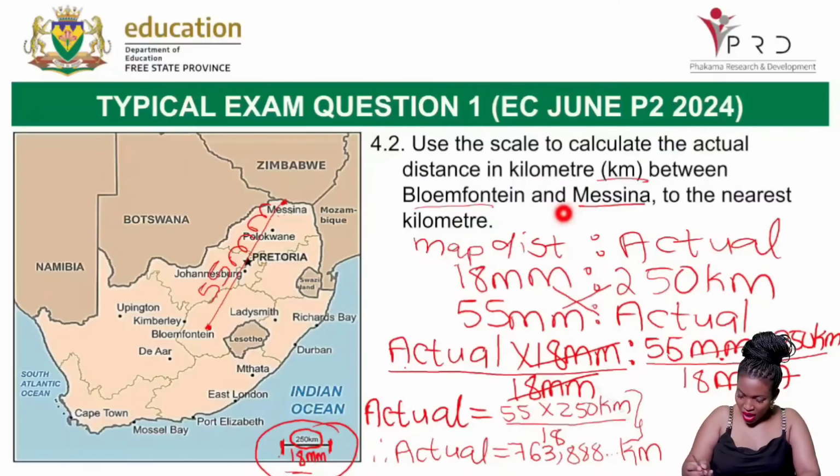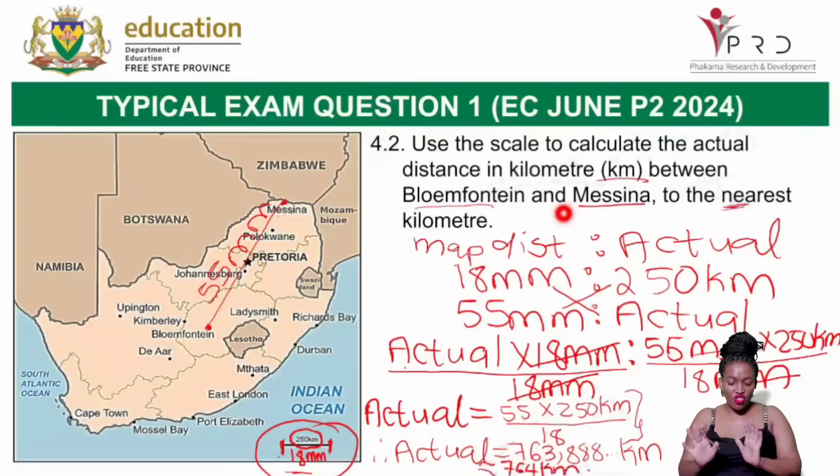kilometers. What was the instruction? Calculate the actual distance in kilometers to the nearest kilometer, meaning they want the answer as a whole number. So the answer as a whole number would be 764 kilometers. This one is quite a tricky one. It is actually a level 3 type of question because it's got multiple steps, but you've got the whole weekend. Please go and revise this with your teachers because this will also be assessed in the exam.